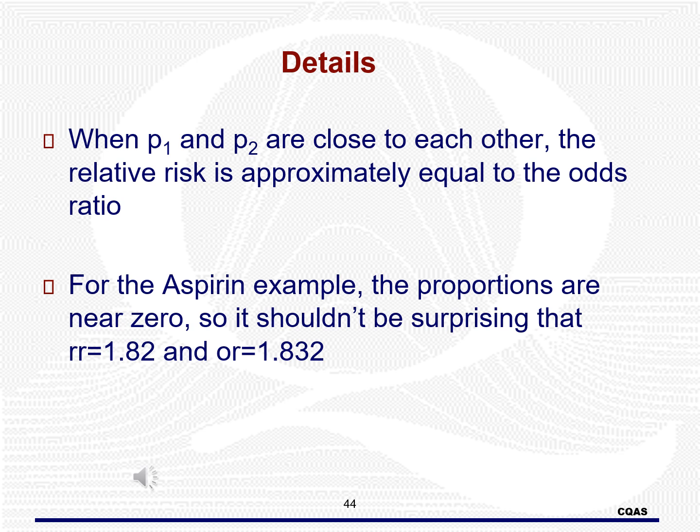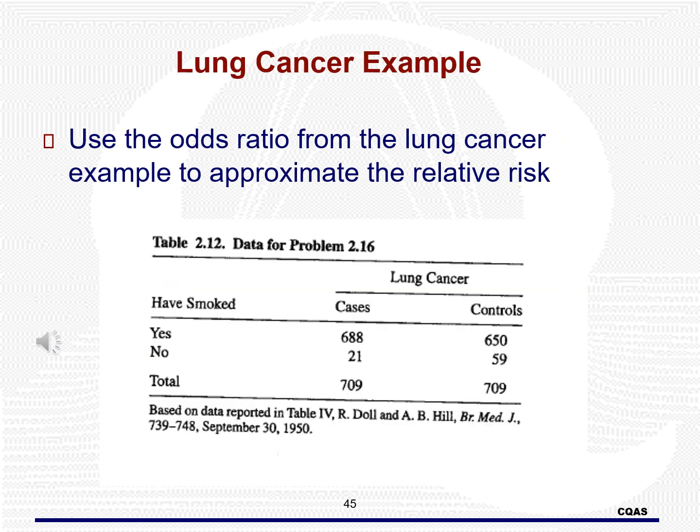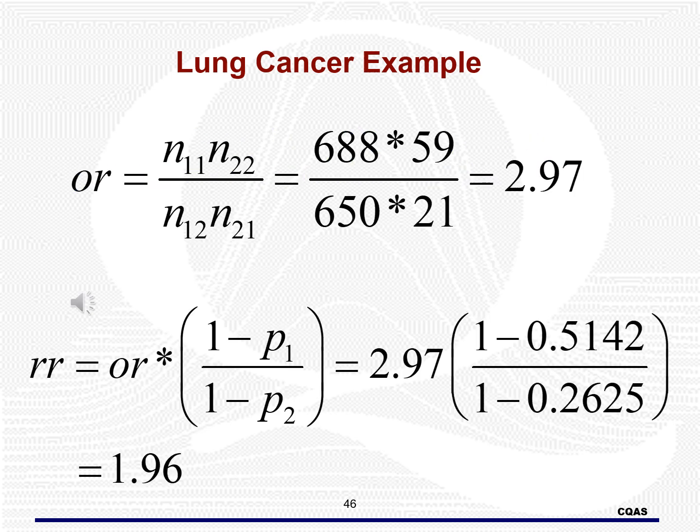Let's do another example. Find the odds ratio for the lung cancer study and use it to approximate the relative risk. Here are the results. Notice that we will find the odds ratio using the cross-product method. We then substitute it into the formula and determine the relative risk.